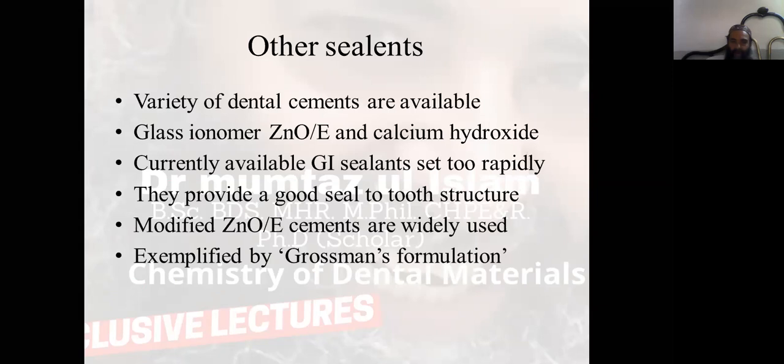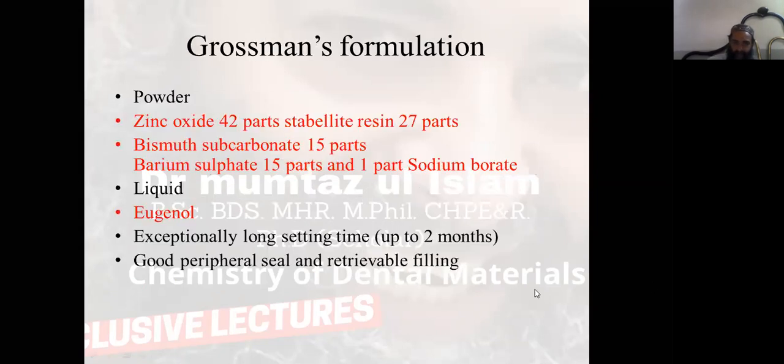Currently available glass ionomer sealants set too rapidly. They provide a good seal to tooth structure. Modified zinc oxide eugenol cements are widely used, exemplified by Grossman's formulation. The Grossman formulation powder is zinc oxide 42 parts, Staybelite resin 27 parts, bismuth subcarbonate 15 parts, barium sulfate 15 parts, and 1 part sodium borate, and the liquid is always eugenol. Exceptionally long setting time, up to 2 months.